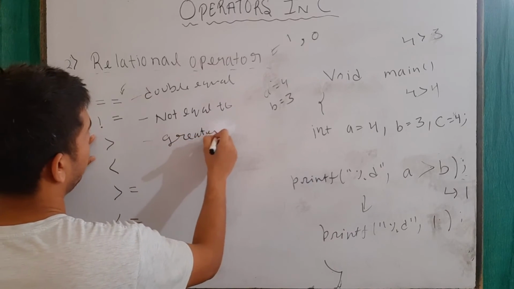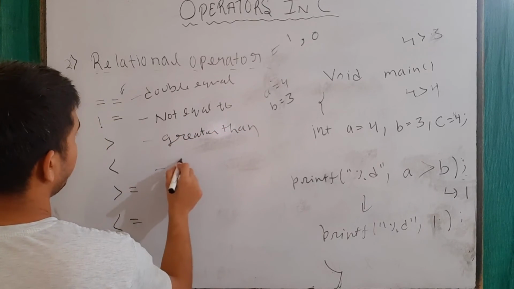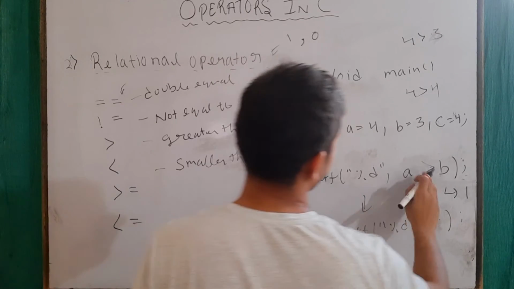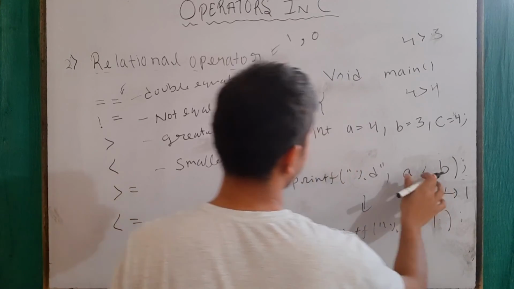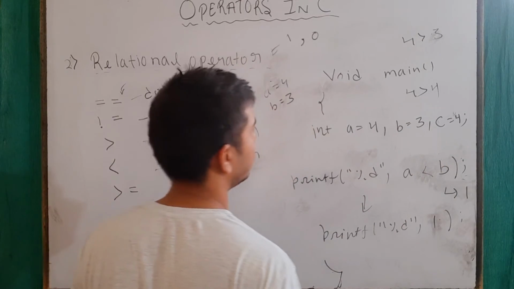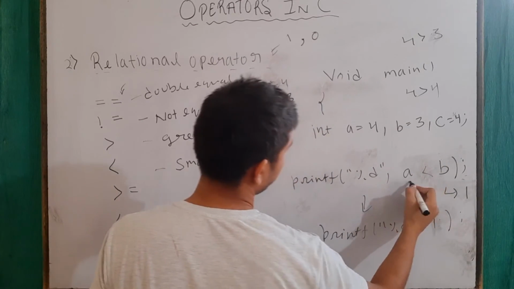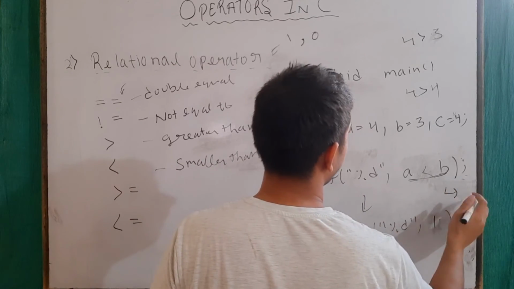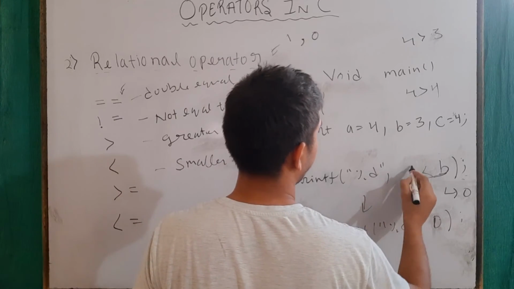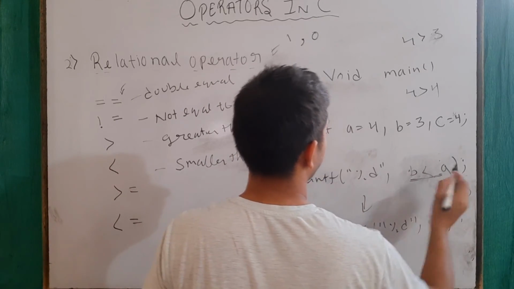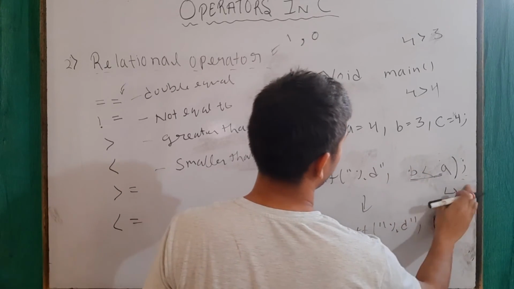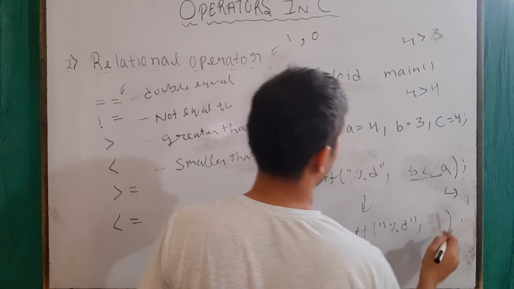Now similarly there is smaller than. Let's see. Is A smaller than B? Is 4 smaller than 3? No, it is not. It is greater. So this condition, A less than B, is false and it will give us 0. Okay. And if I ask you here, let's say B is less than A. Yes, 3 is less than 4. So this condition is true and our final output will be 1.